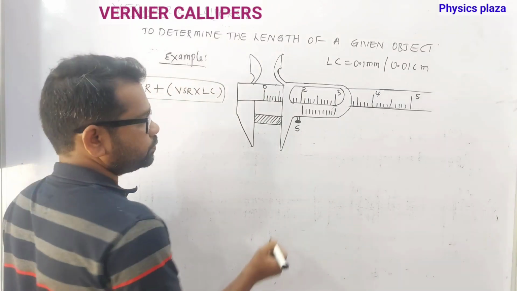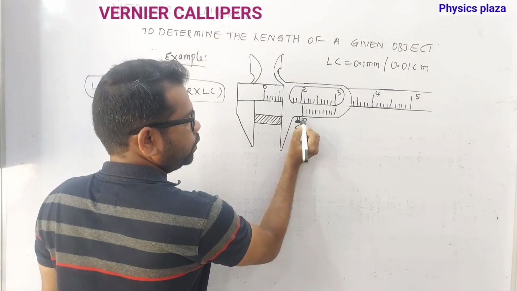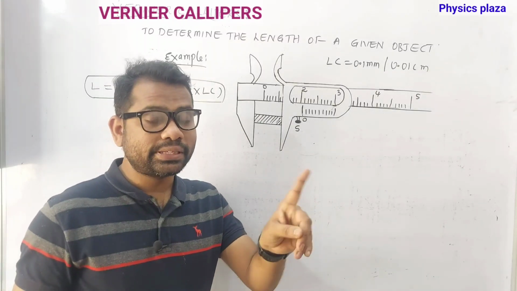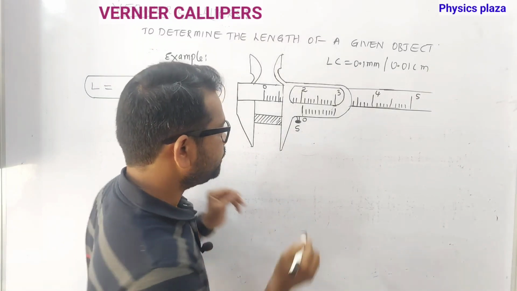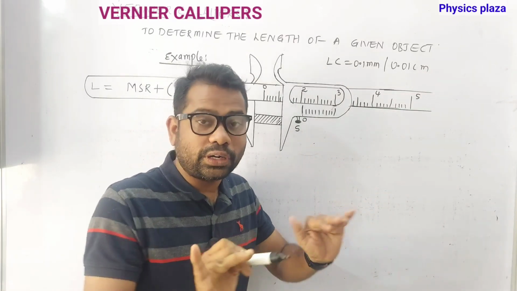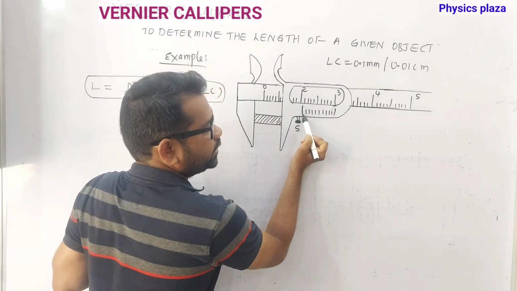Now look here, children. This is the zero of the Vernier scale. Is it clear? Fine. First, what is the main scale reading? It's very, very important. So here, let me talk in a simple manner, not in scientific words. In simple words, I'm going to talk here. Just look at the zero reading, children.